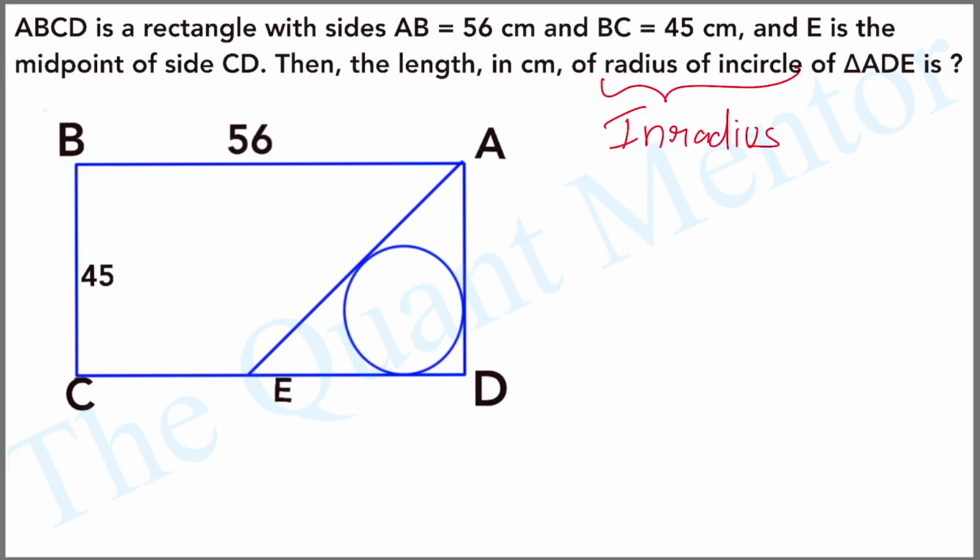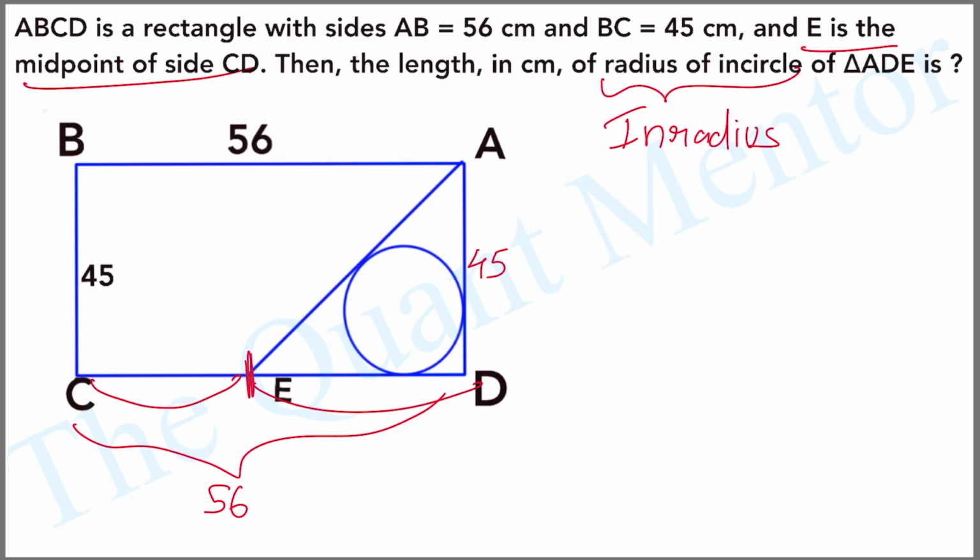Rectangle ABCD has been given. If AB is 56, naturally CD is also 56 because opposite sides of a rectangle are equal. Same way, if BC is 45, AD would also be 45. Now, as per the question, E is the midpoint of side CD. E being the midpoint of CD, CE and ED will both be half of 56. So we will get CE and ED both as 28.